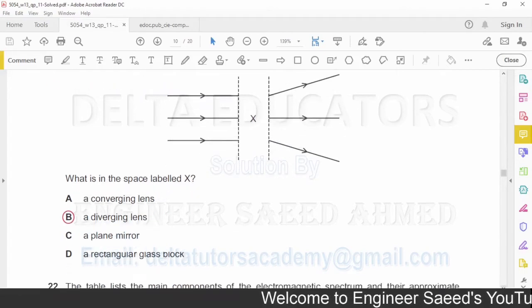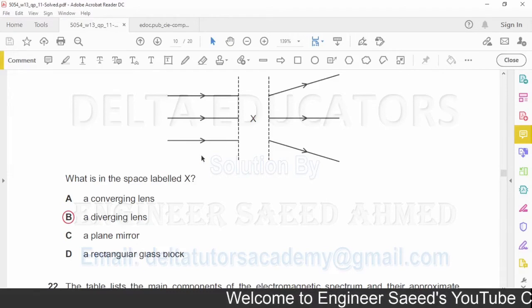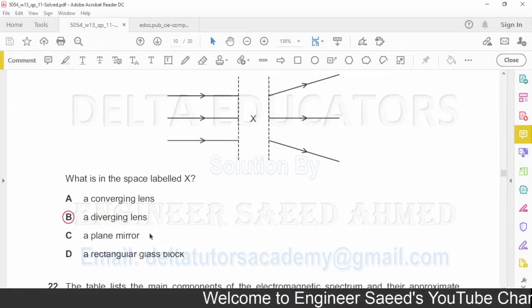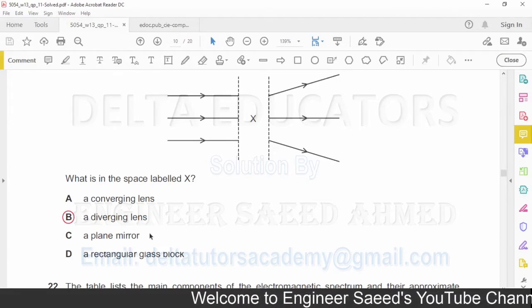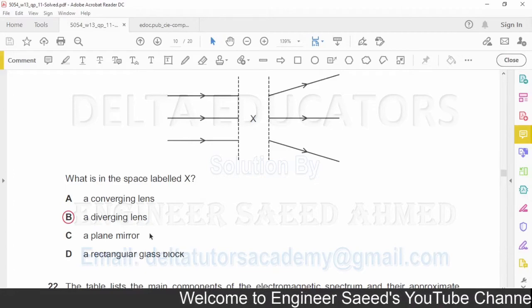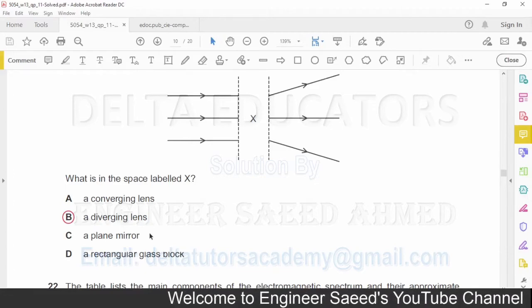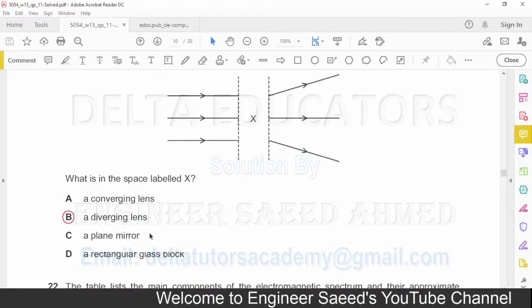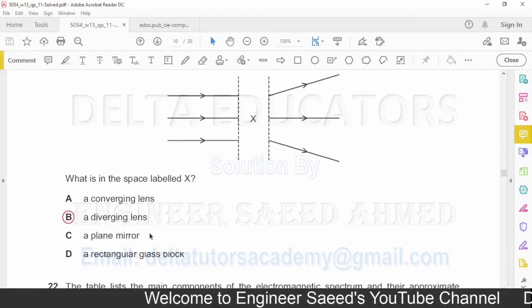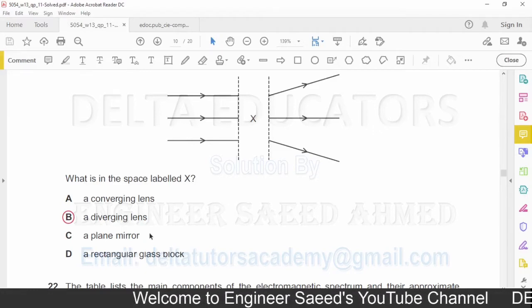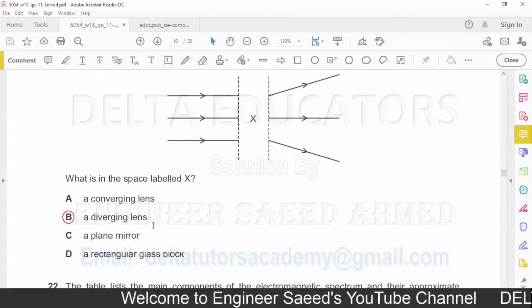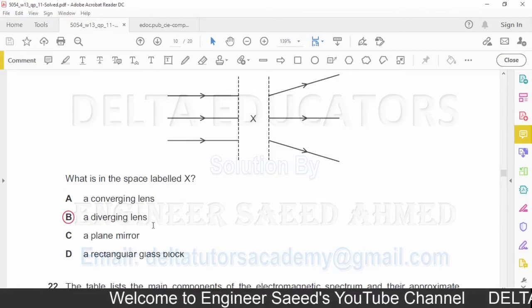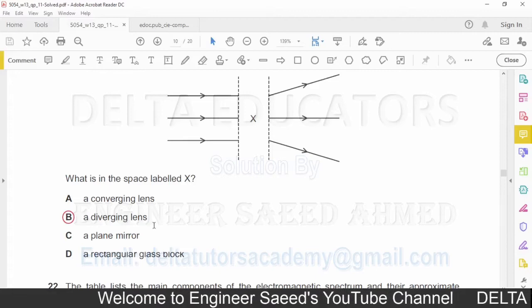Option C, a plane mirror. In a mirror, the rays after striking the object are reflected back in the same medium. Here the rays pass through this object, so it cannot be a mirror. So option C is incorrect. Option D, a rectangular glass block. In a rectangular glass block, when the rays enter, there is the phenomenon of refraction. So this option is also incorrect. Here the correct option is option B, where it is given a diverging lens.